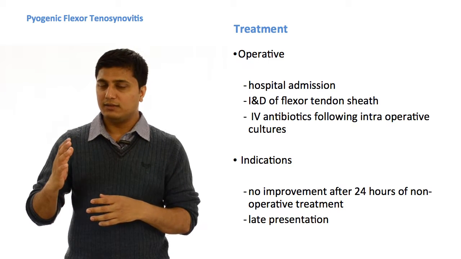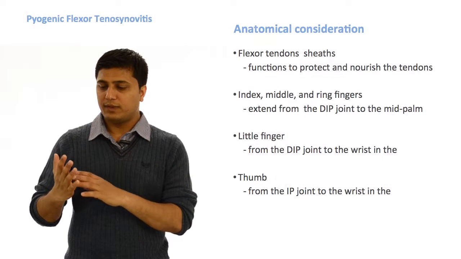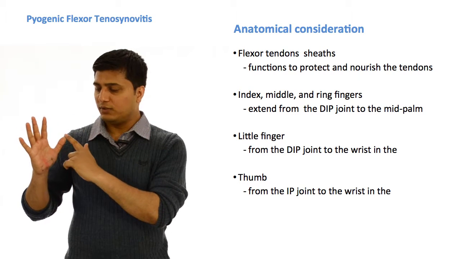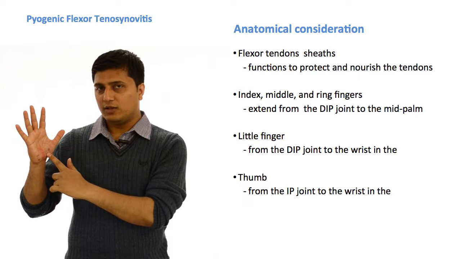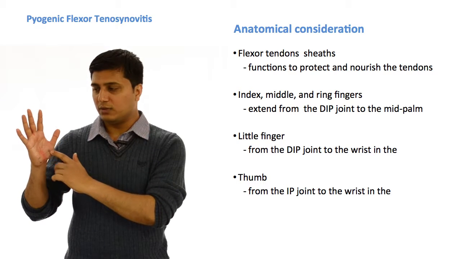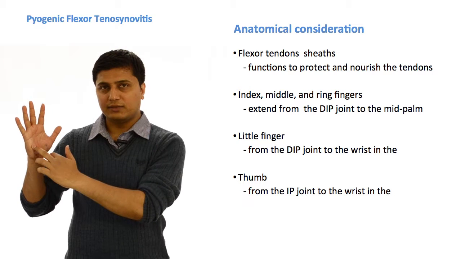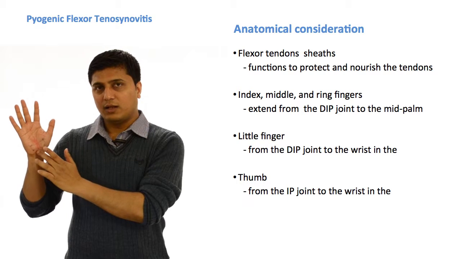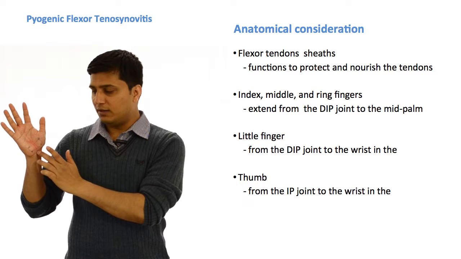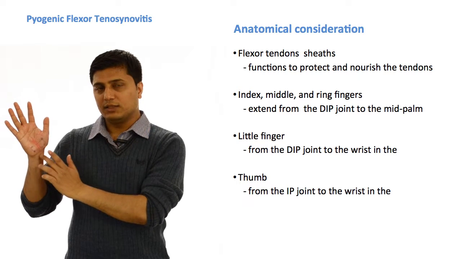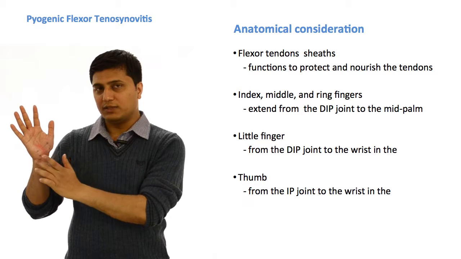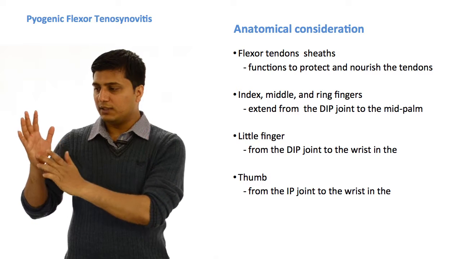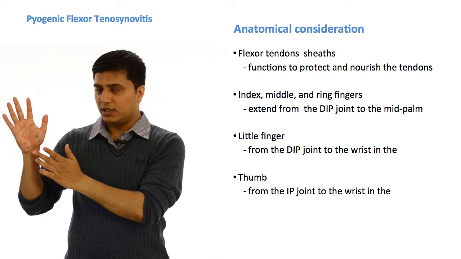So in the hand, there are 5 fingers and there are 5 flexor sheaths. The flexor sheath of the thumb extends to the thenar eminence bursa as well. The little finger flexor sheath extends to the ulnar bursa, and those two communicate on the top of the flexor retinaculum. An abscess in this area is called a horseshoe abscess. Any infection of the little finger or thumb can extend proximally up to this area.